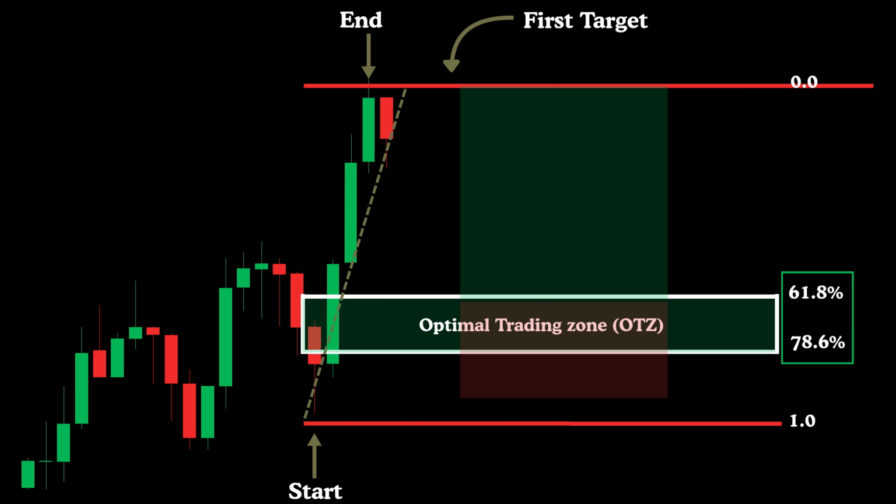This may also cause a correction or reversal. Therefore, this level becomes our initial target. If you enter inside the OTG, your risk-to-reward ratio will be very strong. We consistently aim to trade with a risk to reward of at least 1 to 2. Therefore, trading inside the OTG gives a higher risk to reward ratio and a more logical trading plan.